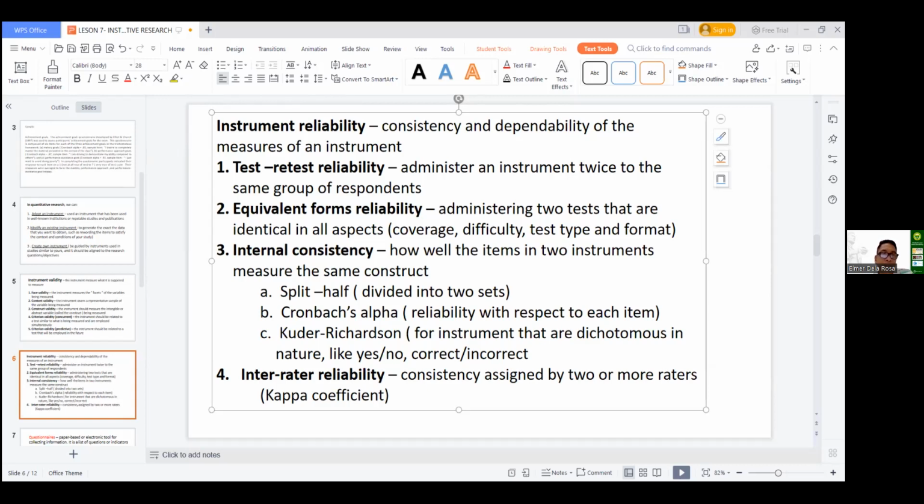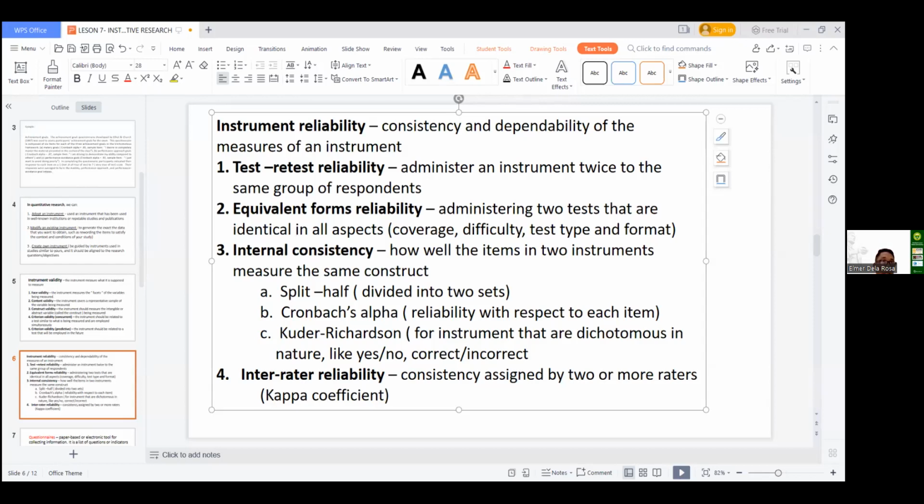The third one is internal consistency. How well the items in two instruments measure the same construct. Ito yung construct, sabi natin, yung ating abstract. Pwedeng split half. You divide it into two sets. First half, and then you administer the second half of the test. And then if the two are correlated, then there is internal consistency. The second and the most commonly used for scales is the Cronbach alpha.